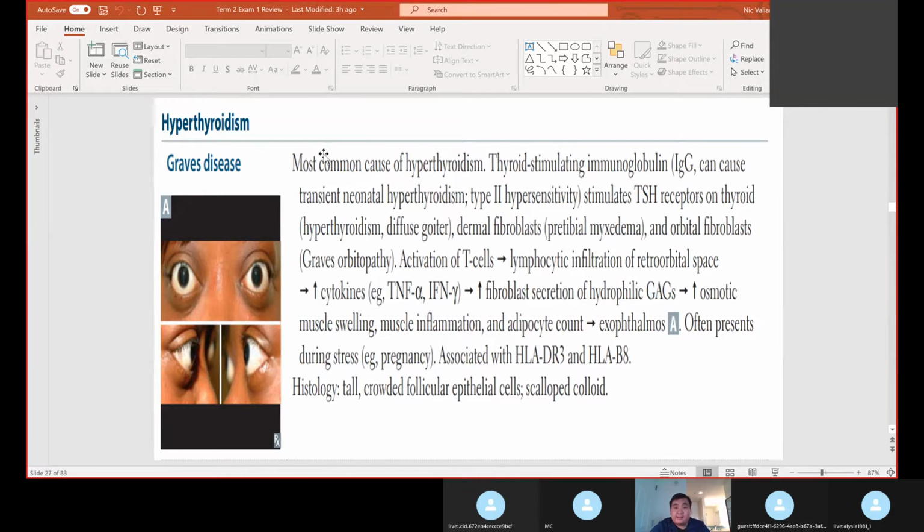Graves' disease, again, this is an example of exophthalmos here. You have thyroid stimulating immunoglobulin, which stimulates the TSH receptors on your thyroid gland, thereby increasing T3 and T4. Histology, you can see tall, crowded follicular epithelial cells and scalloped colloid. Know the HLAs. Maybe more of this in term 4, but HLA-DR3 and HLA-B8 for your Graves' disease.